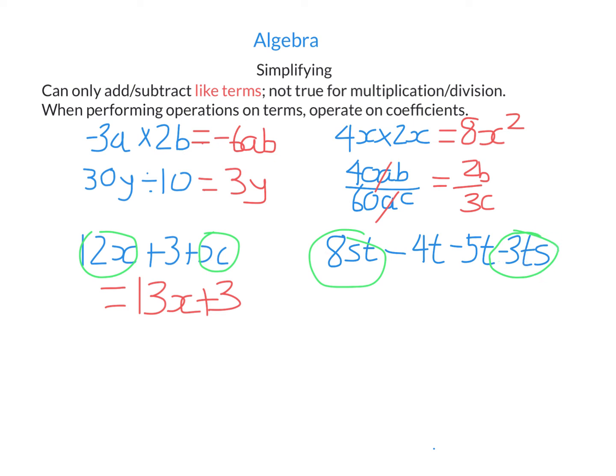So 8 minus 3, we just perform the operation on the coefficients. And then we can write st or ts, it doesn't matter in which order. So it turns out that these two terms are like terms.